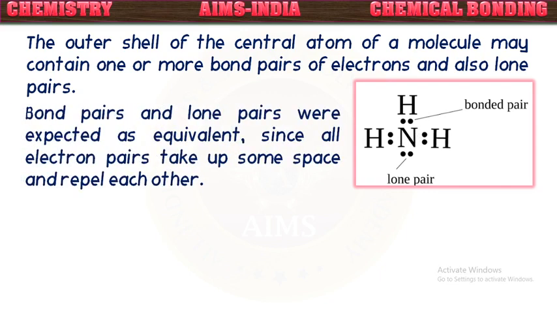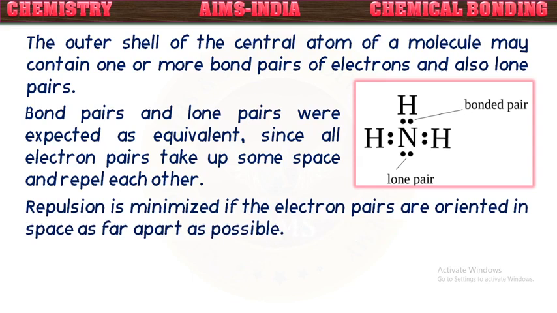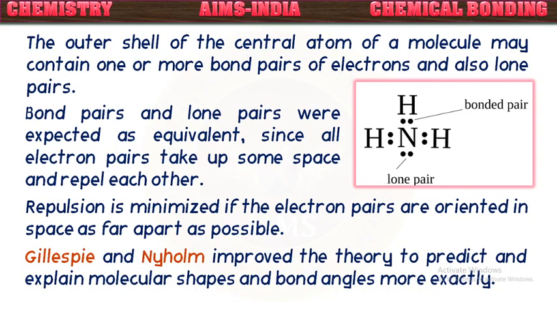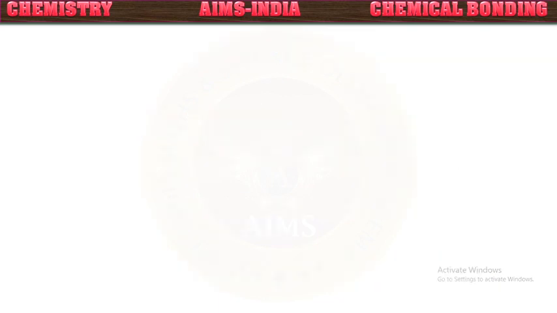Bond pairs and lone pairs were expected to be equivalent, since all electron pairs take up some space and repel each other. Repulsion is minimized if the electron pairs are oriented in space as far apart as possible. Gillespie and Nyholm improved the theory to predict and explain molecular shapes and bond angles more exactly.